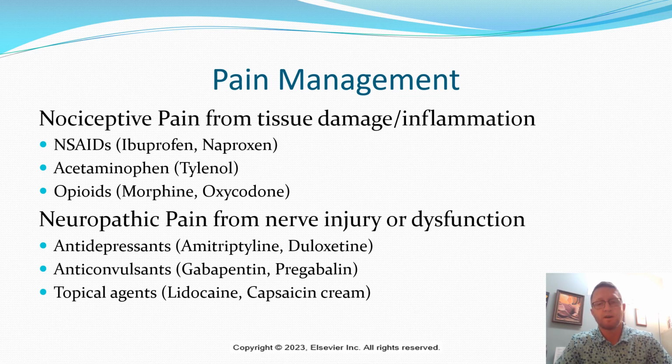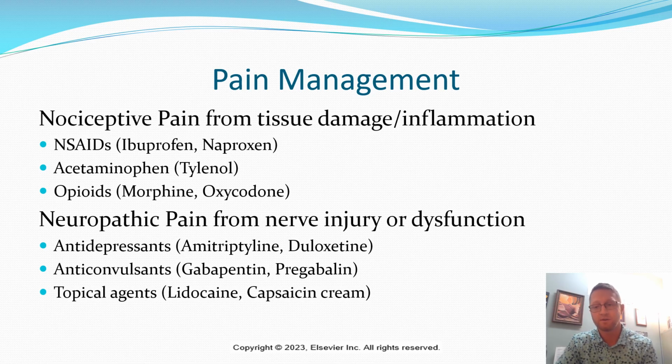So let's talk about these different types of medications here. I broke this down for you in these little sections. We have the very top one, nociceptive pain from tissue damage or inflammation. Here are some of the medications that we use to manage that type of pain. We have NSAIDs, or non-steroidal anti-inflammatories, such as ibuprofen or naproxen. We have acetaminophen or Tylenol, which is basically just an analgesic and a fever reducer. We have opioids like morphine or oxycodone. Those are all used for that kind of nociceptive pain from tissue damage or inflammation.